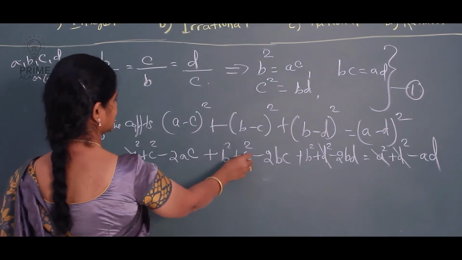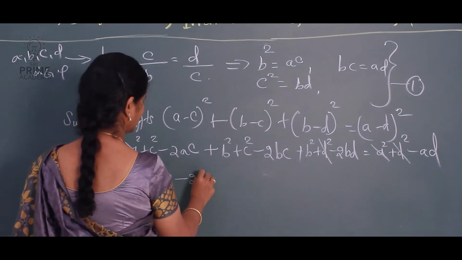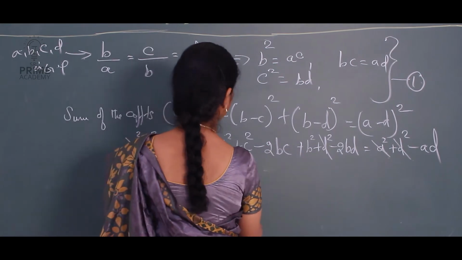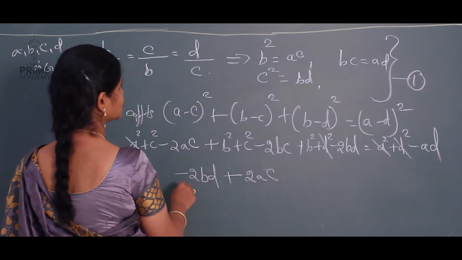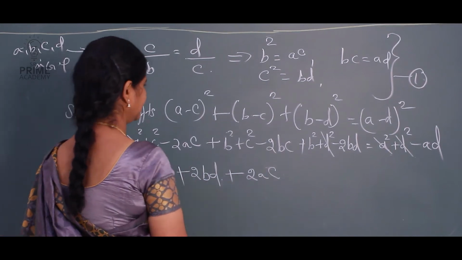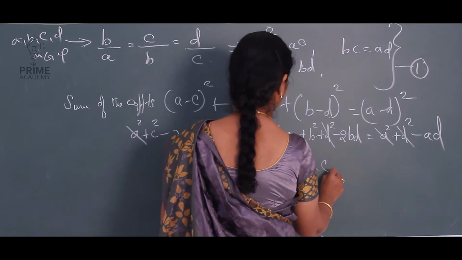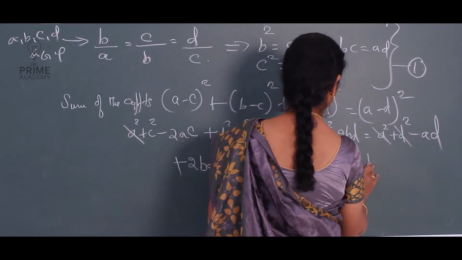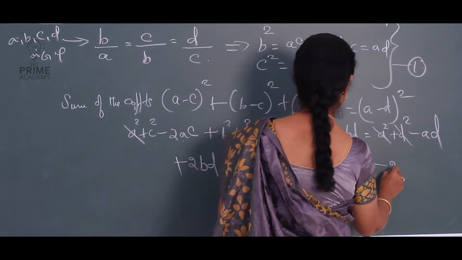Okay, c square value is minus 2bd, and b square value is here minus 2ac. So plus 2bd and plus 2bd. Here you get minus 2ac cancelled, and this is minus 2bc and bd and minus 2bc, and this term minus 2bc.